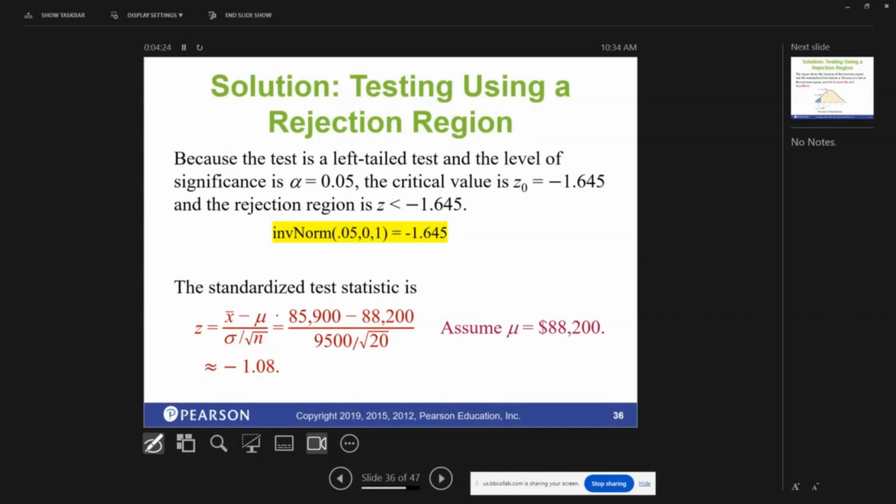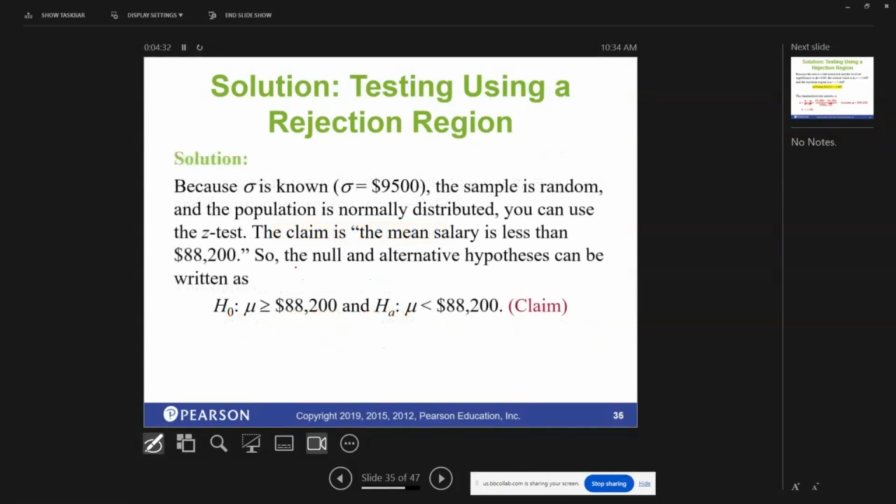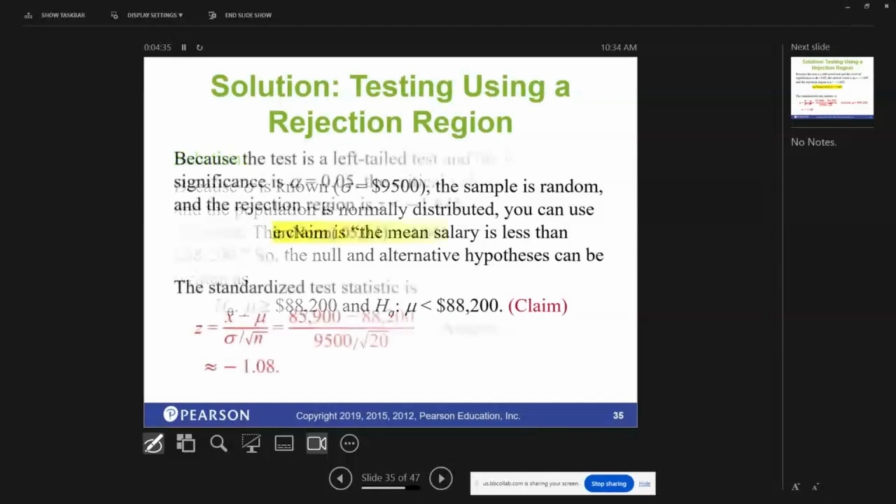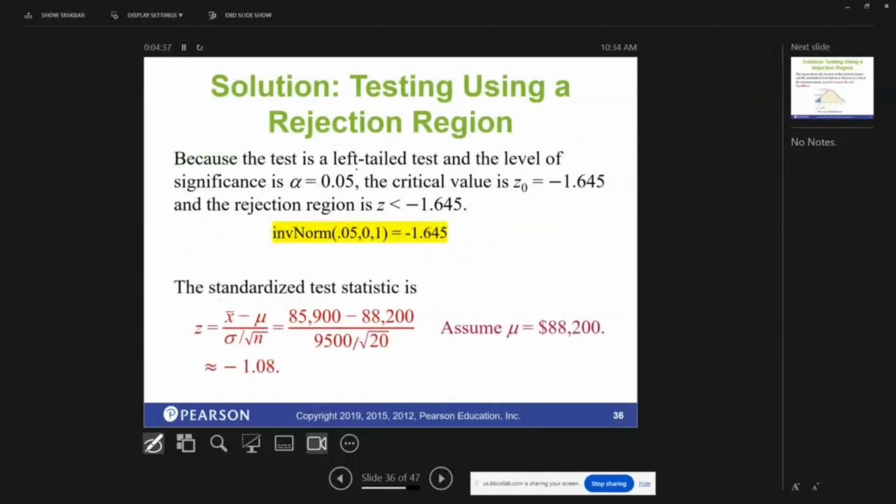Now, I skipped over the Z actual critical value, Z sub 0. To find that, based on the H sub A being less than, I know this is a left tail test. And so I can use inverse norm of 0.0501 to figure out that critical value, which is negative 1.645.